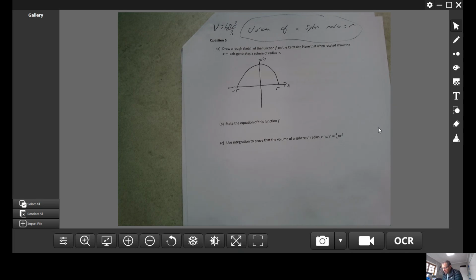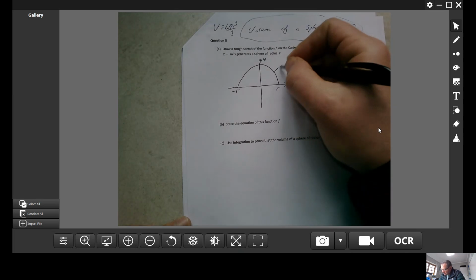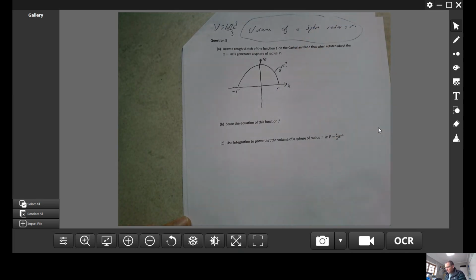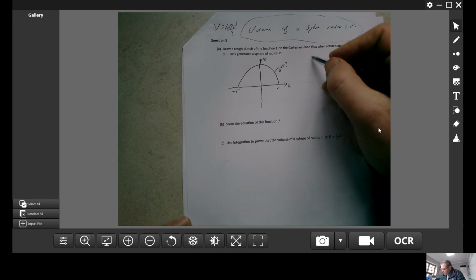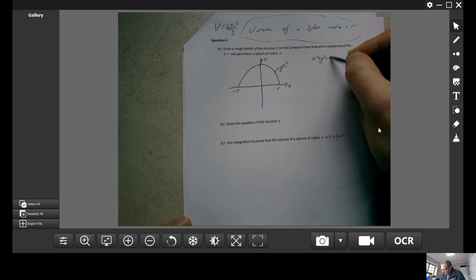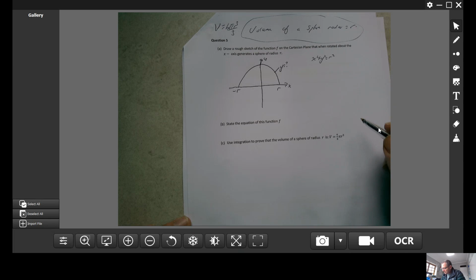Right, so that's your first step: figure out what the function is. The next thing is I have to figure out the formula for this. Well, if you forget it, it's quite easy to remember. A circle with center at the origin has the formula x squared plus y squared is equal to r squared.